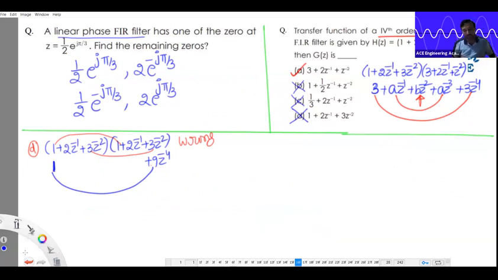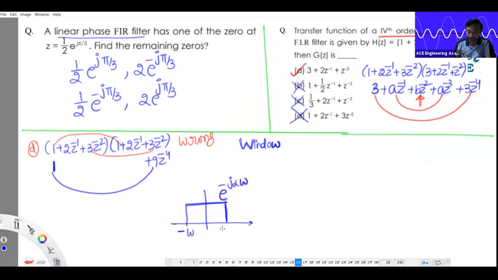To design an FIR filter, we are using a technique called the windowing method. Why is a window needed? Listen, an ideal low pass filter can maintain constant magnitude with linear phase.